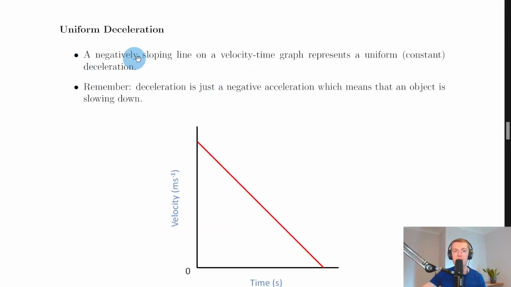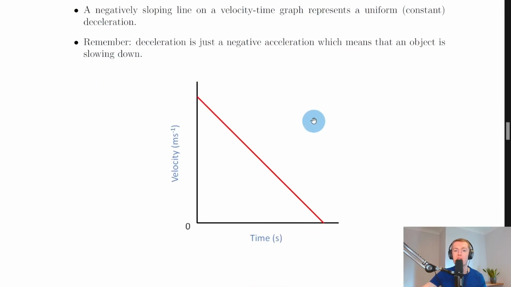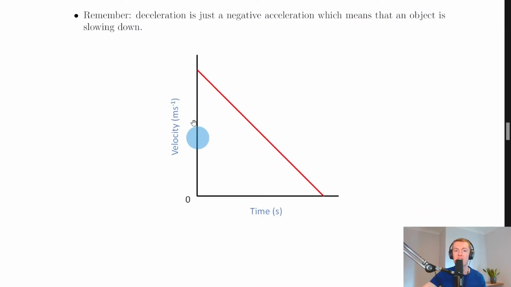This time, jumping back to the notes, we have uniform deceleration. And it says that a negatively sloping line on a velocity time graph represents a uniform or constant deceleration. So remember, deceleration is just a negative acceleration, which means that an object is slowing down. So here we have our graph for a deceleration, so our velocity against time shows a negatively sloping line on the graph. And I'll just show you the motion grapher for this one as well.